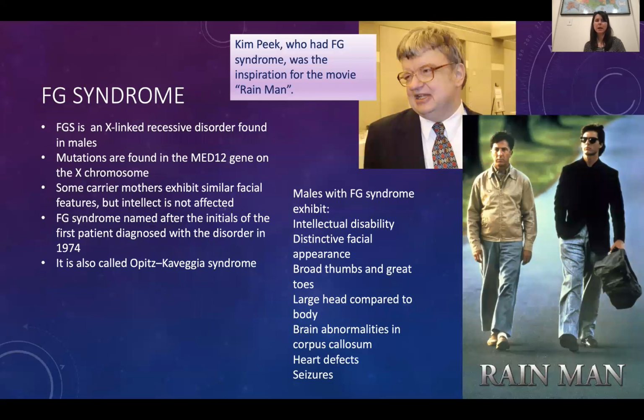Okay, an example of this type of mutation is FG syndrome. FG syndrome is an X-linked recessive disorder found in males. The mutations are found in the MED12 gene on the X chromosome. Some carrier mothers exhibit similar facial features, but they do not have intellectual disabilities. FG syndrome is named after the initials of the first patient who was diagnosed with this disorder in 1974. It also has a name after the 2 scientists who diagnosed it, Opitz and Kaveggia.